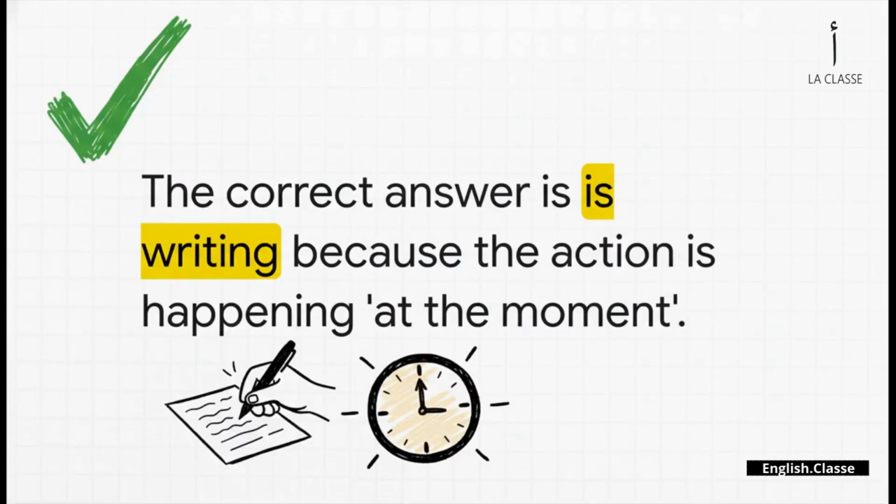The correct answer is writing. And why? Because of those little words at the moment. Phrases like at the moment or right now are huge clues. They're like signals telling you, hey, use the present continuous.